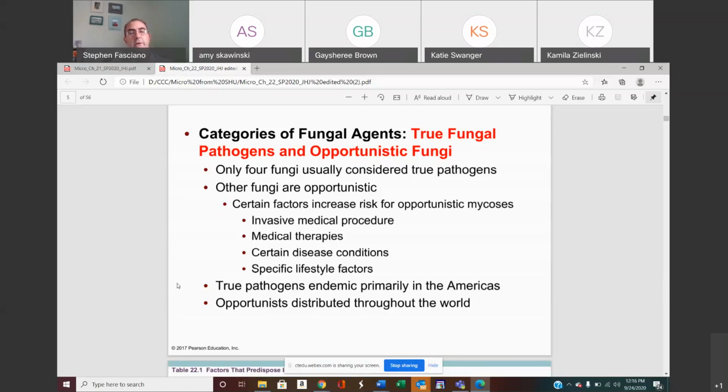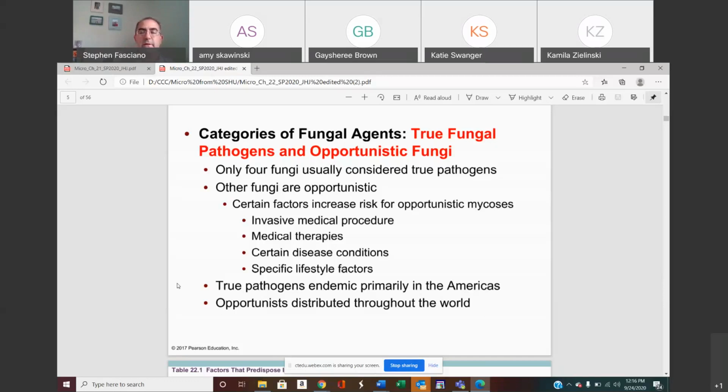There's only 4 fungi that are considered true pathogens. The others are all opportunistic. And certain risk factors can increase the risk for opportunistic mycoses, right? Like if you have an invasive medical procedure or you're going through a medical therapy, your immune system will be weaker. If you have certain disease conditions, your immune system is weaker. And even specific lifestyle factors make your immune system weaker, right? Obviously IV drug use, but even lack of sleep, that kind of thing can weaken your immune system.